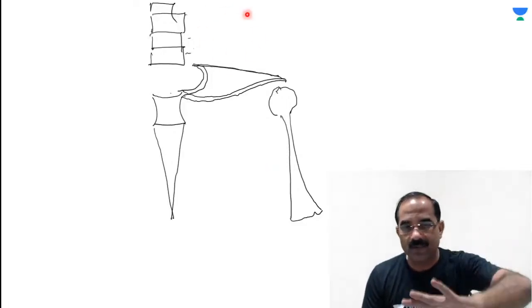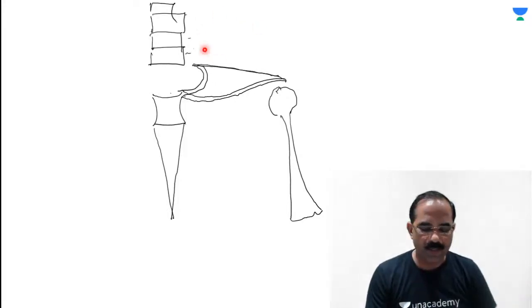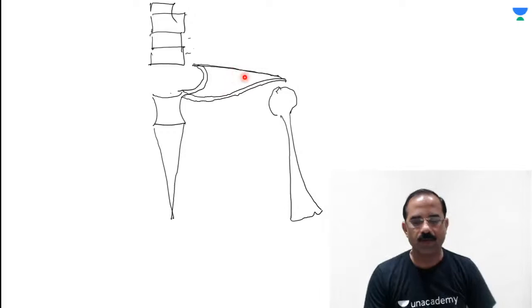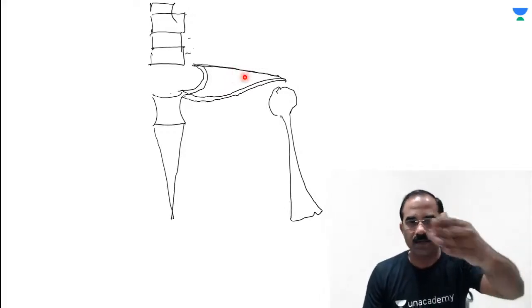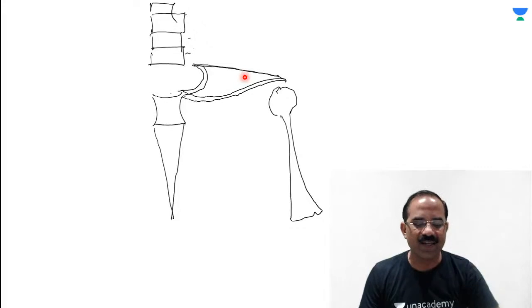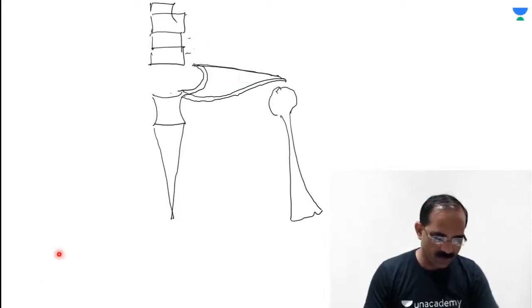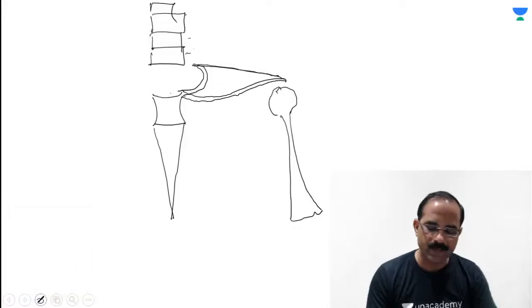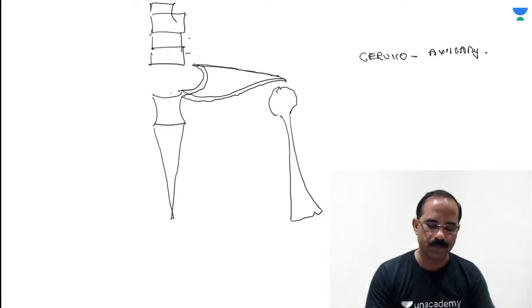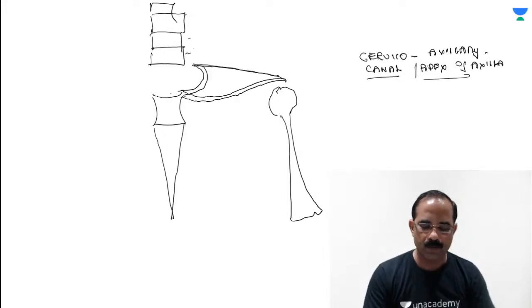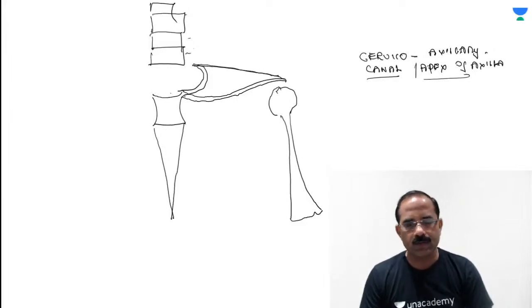This is also known as the neck. Neck is known as what? Cervix. From the neck to the axilla, this is what we call the cervicoaxillary canal. I hope this is clear to all of you. So let me just tell you this. Cervicoaxillary canal, also known as the apex of the axilla.